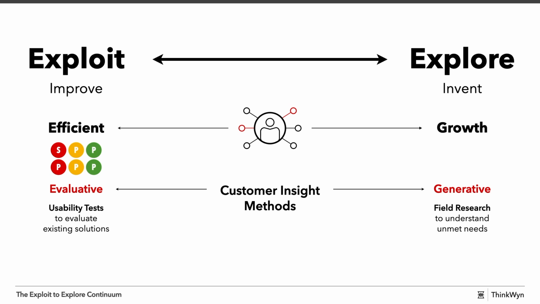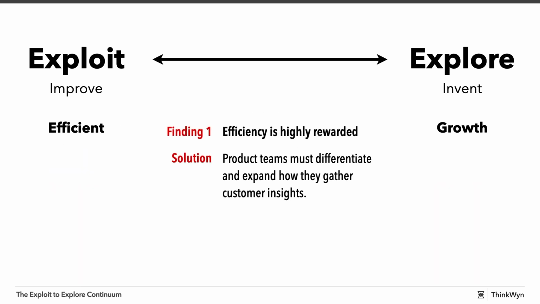By using this tool, we are able to clearly see two things. First, because the teams were rewarded for working in the most efficient way possible, all product teams are using the exact same approach and the same methods. The products who were supposed to be focused on growth were using evaluative research methods. What they really needed was to use some of the generative approaches we talked about for their customer insights.